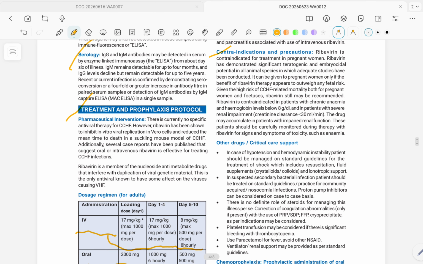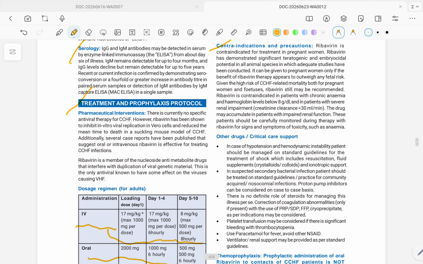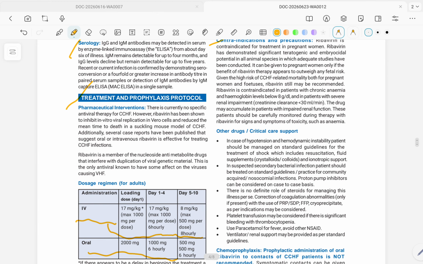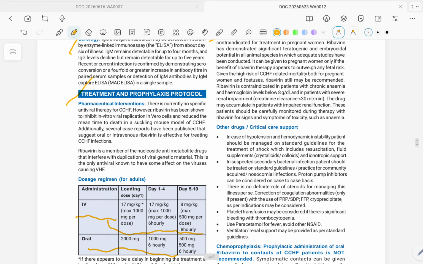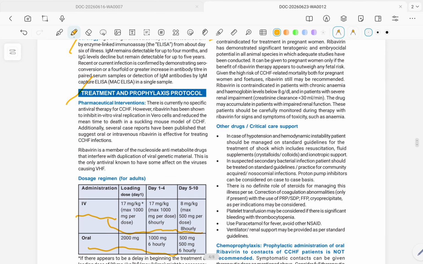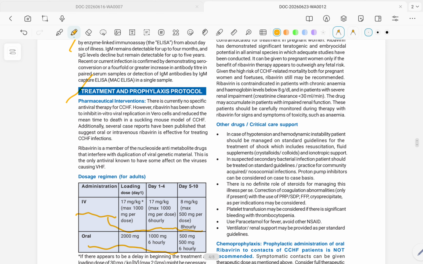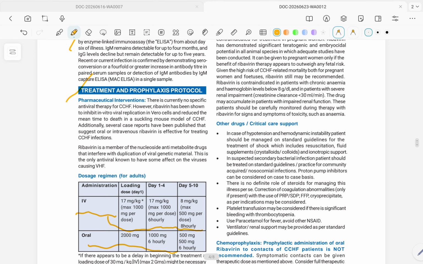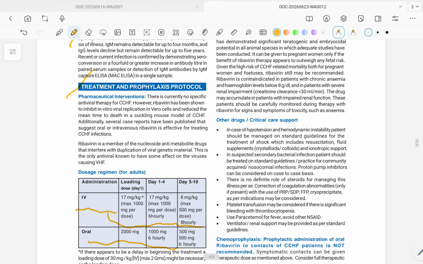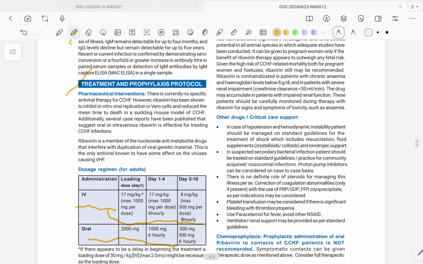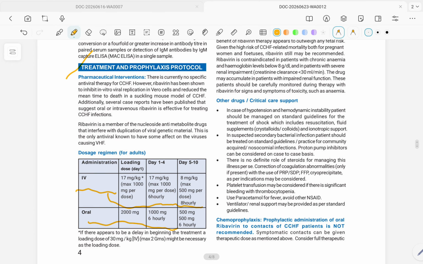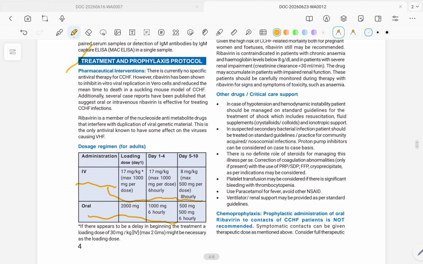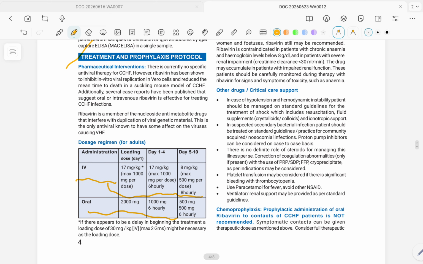Ribavirin is contraindicated in patients with chronic anemia and hemoglobin level below 8 grams per dL and in patients with severe renal impairment. The drug may accumulate in patients with impaired renal function. These patients should be carefully monitored during therapy with ribavirin for signs and symptoms of toxicity such as anemia.